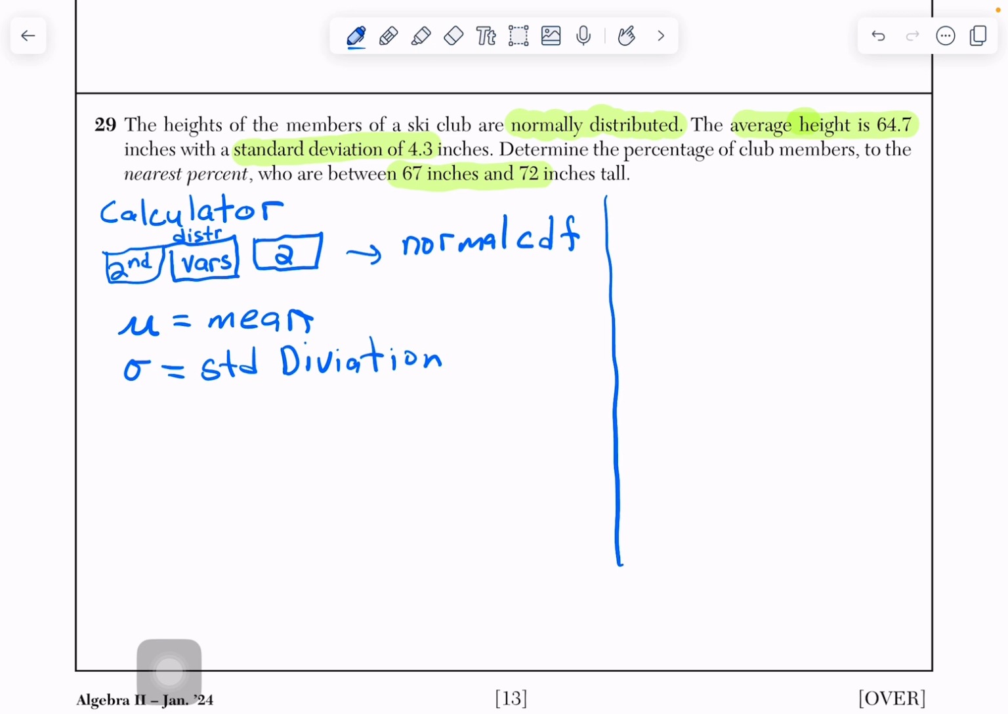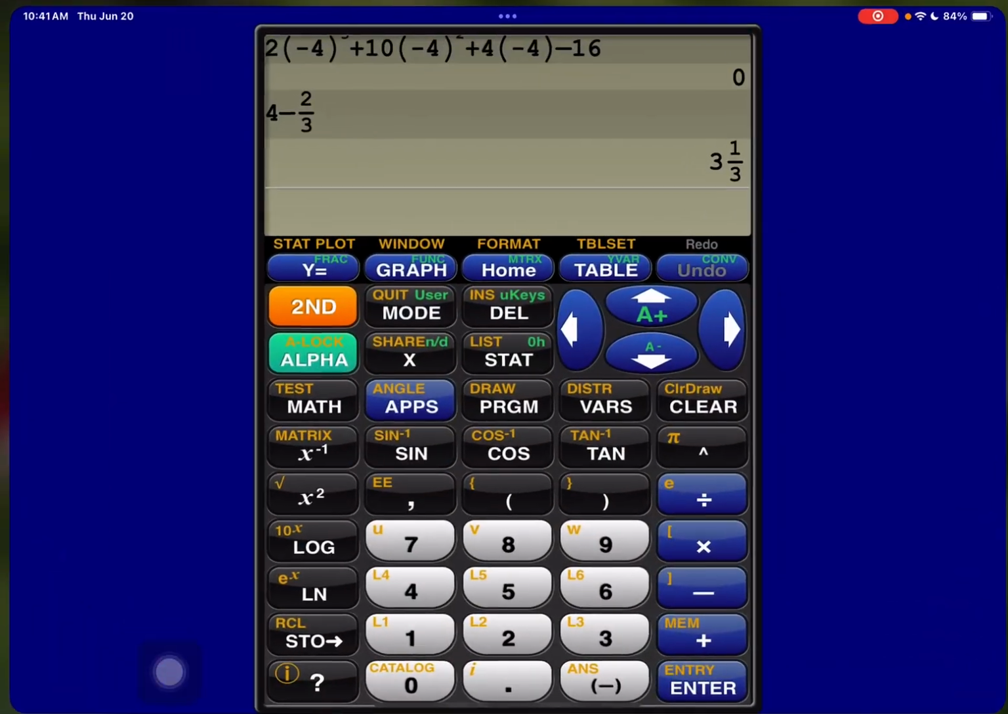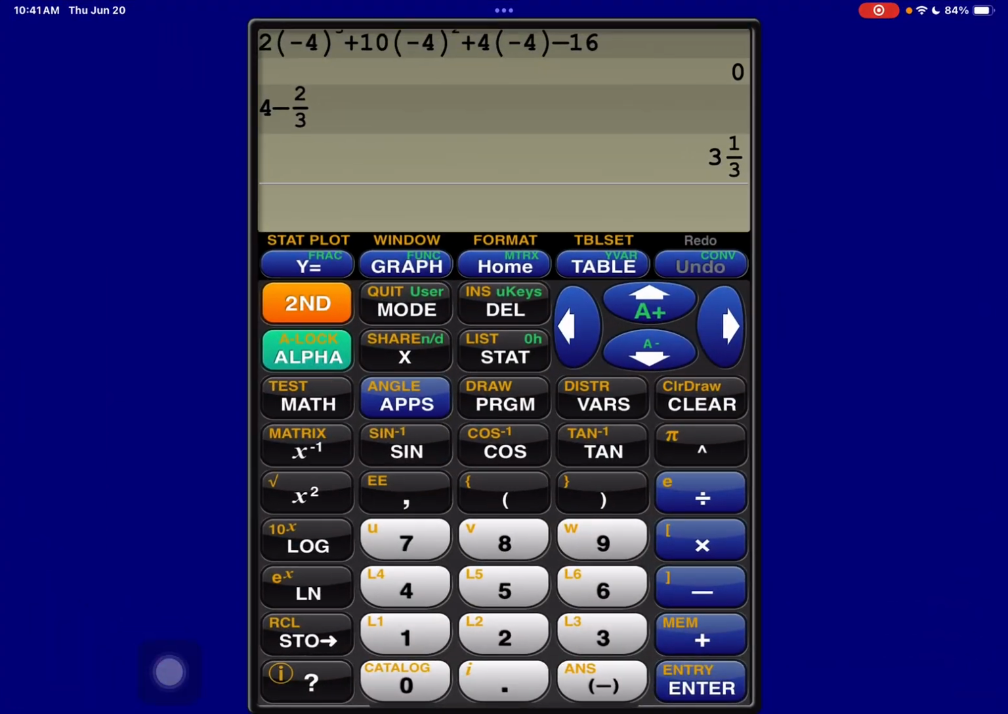All right, let's look at this now. So our mean is equal to 64.7. Our standard deviation is equal to 4.3. Our upper is 72, and our lower is 67. So let's go to the calculator and see. Yours is the same buttons as the one I have here. All right, so the first thing you do is I'm going to clear all this off, right? So we only have this on the screen.